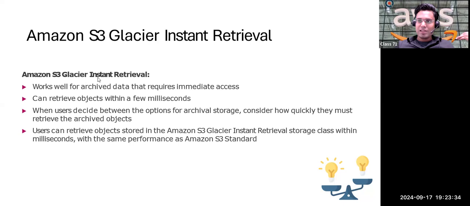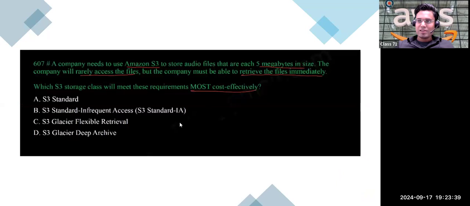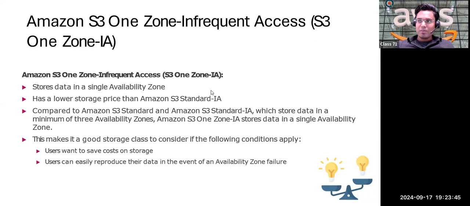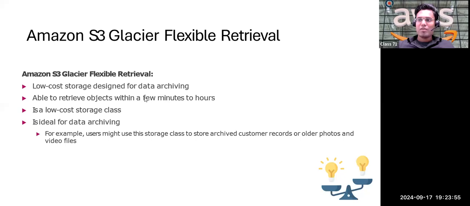If Glacier Instant Retrieval, which is the right one to retrieve the files immediately, is not available in the question, our next one is Glacier Flexible Retrieval. If I select this one, no. Why? Because it takes a few minutes to hours to retrieve the data, but the question says we need to retrieve the data immediately. So let's eliminate this one.